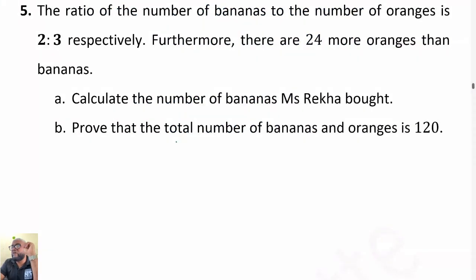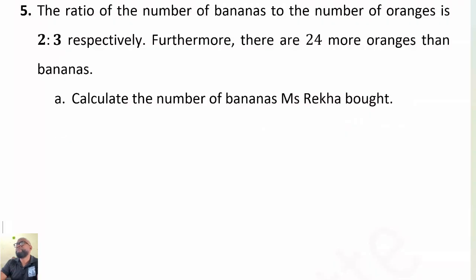Right, let's go. The ratio of the number of bananas to the number of oranges is 2 to 3. So how many parts represent bananas? How many parts represent oranges? Furthermore, there are 24 more oranges than bananas, right? So basically, we need to find how many more parts oranges have. How many more parts? 1. So 1 part is actually equal to 24, right?